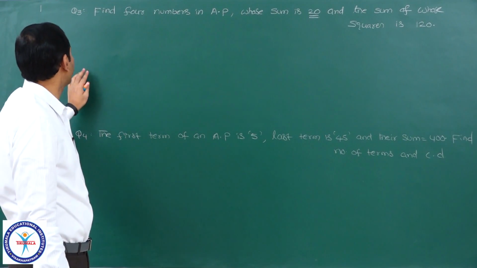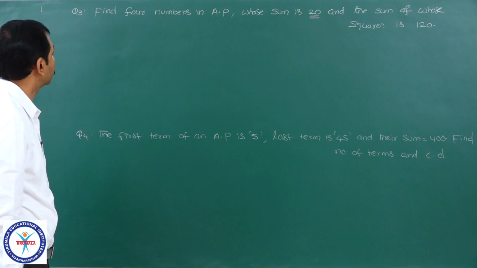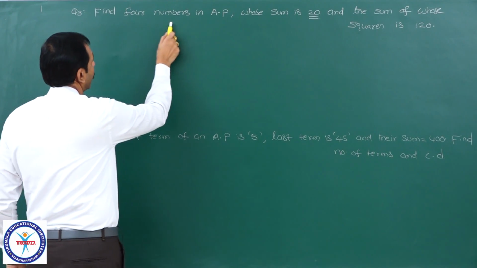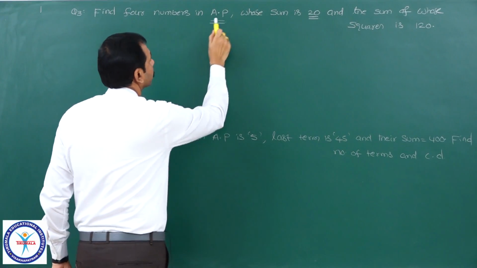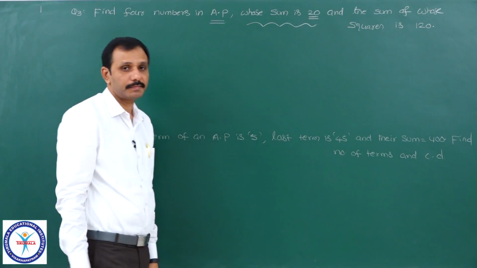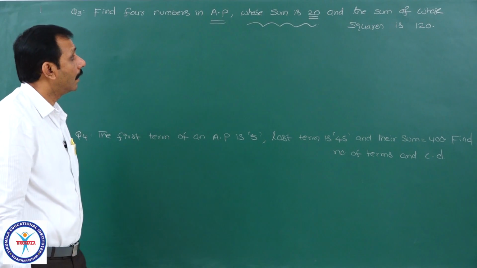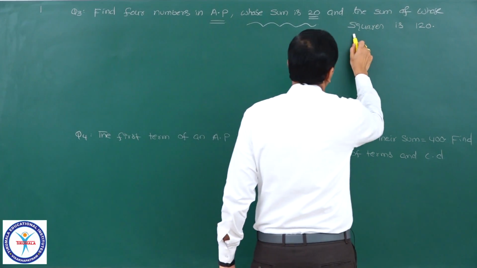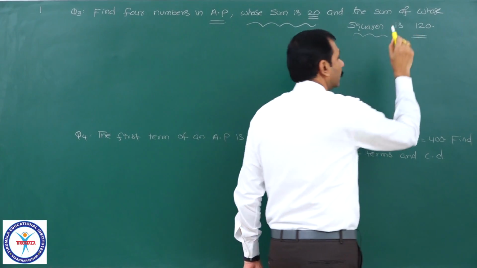Another two problems we will see. See this. Find 4 numbers which are in AP whose sum is 20 and the sum of whose squares is 120.